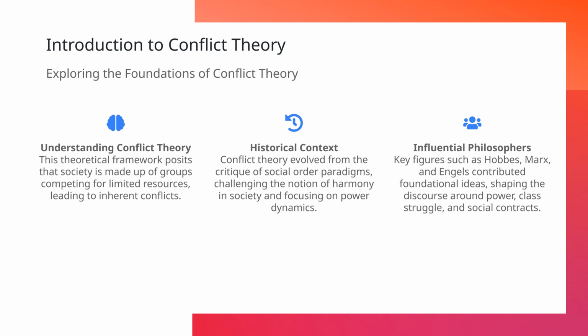So basically, in understanding conflict theory, this framework proposes that society is made up of groups competing for limited resources, which inevitably is going to lead to conflicts. Historically, conflict theory evolved from the critique of social order paradigms, kind of challenging the notion of harmony in society and focusing on power dynamics. As I mentioned before, the key figures, such as Hobbes, Marx, and Engels, contributed the foundational ideas, shaping the discourse around power, class struggle, and social contracts.